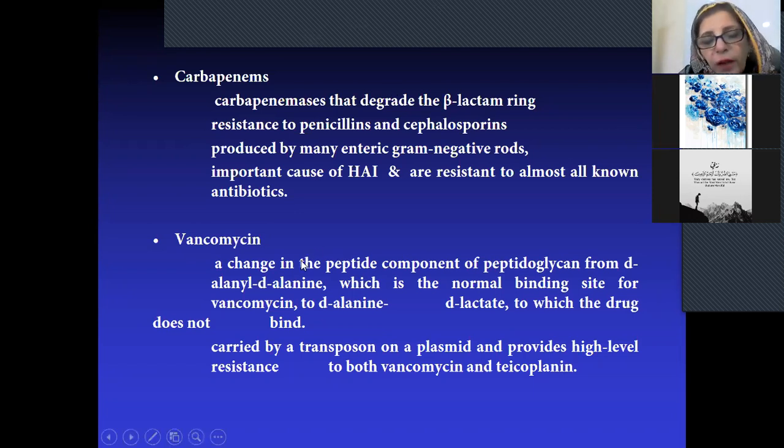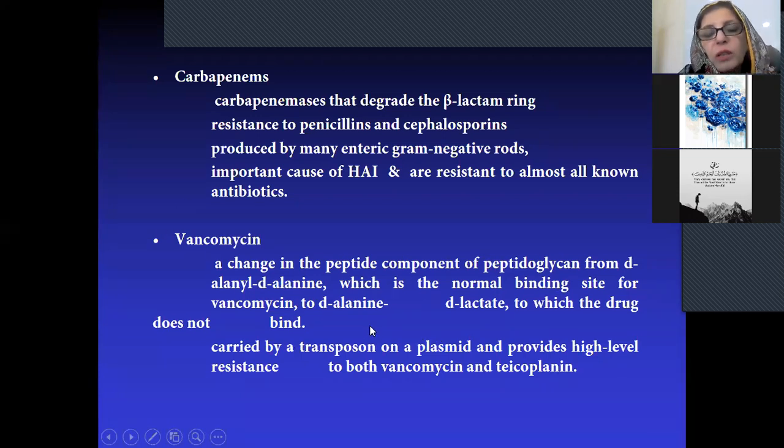Vancomycin, how did vancomycin resistance develop? There was a change in the peptide component of the peptidoglycan from D-alanine D-alanine, which is the normal binding site of vancomycin, to D-alanine D-lactate. And to this, the drug does not bind. So here, the target site of binding of the vancomycin has been changed.